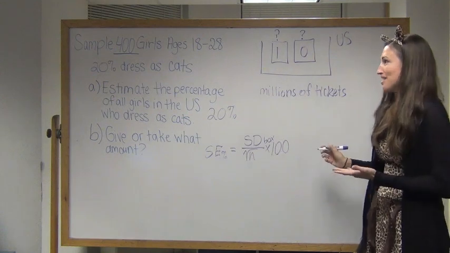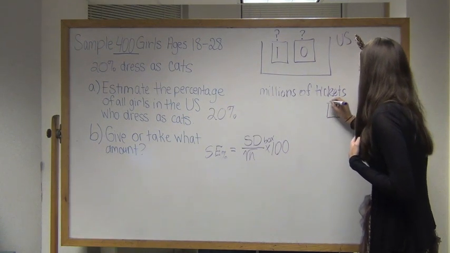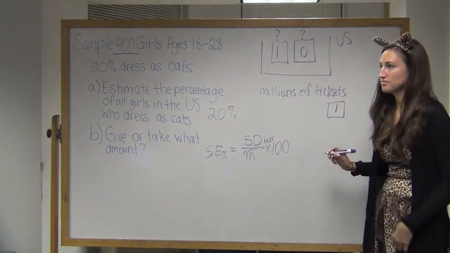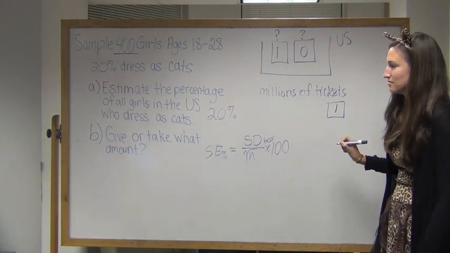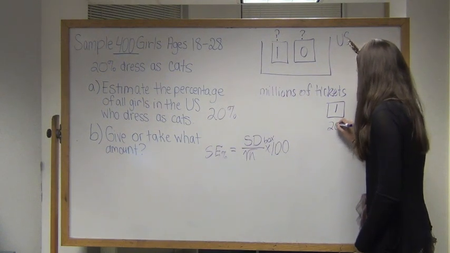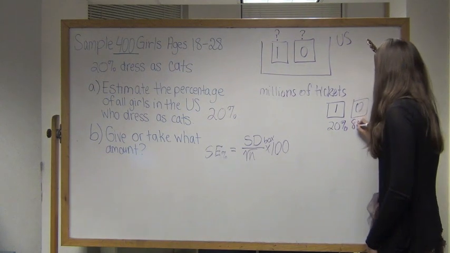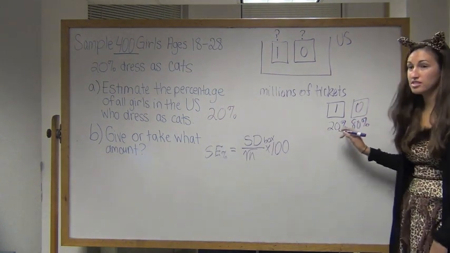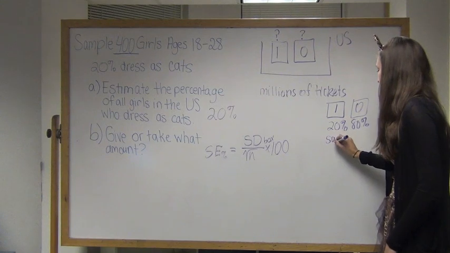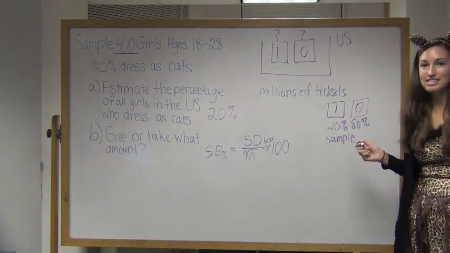US. So if we were estimating from our sample survey, what percent of ones would we have? We have 20% ones, and then that leaves us with 80% zeros. So this is from our sample. So now we can calculate the SD.